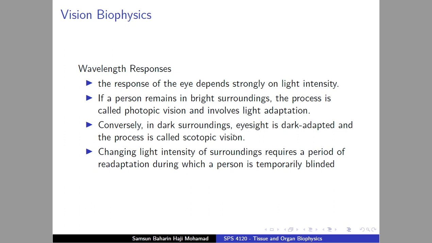Changing the light intensity of the surroundings requires a period of adaptation during which a person is temporarily blinded. For example, when we go from inside to outside, we need some time to adapt.